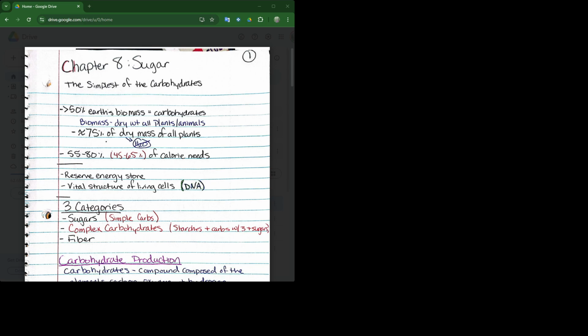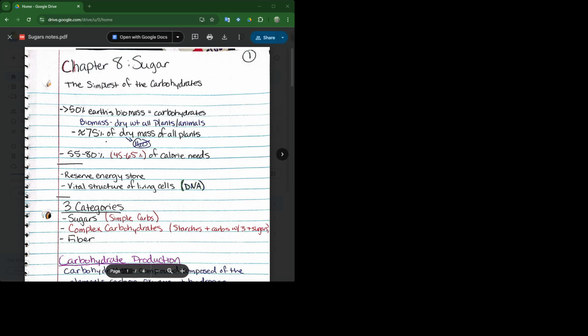Last paragraph on page 211, you can group carbohydrates and food ingredients into 3 categories: sugars, starches, and fiber. Anytime I see a list, that's going to be something important, especially when it's talking about categories. So I want to note that. I'm going to write 3 categories, underline that, and list the categories.